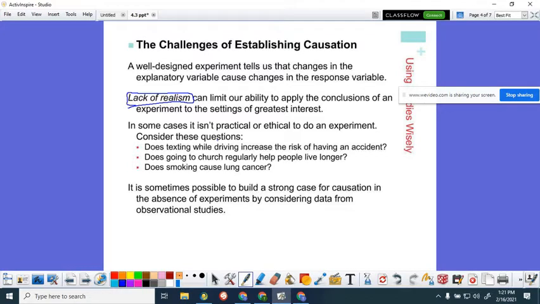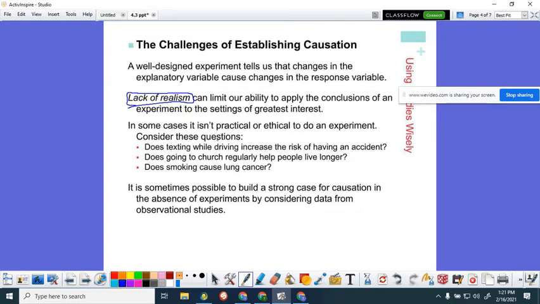They really know that they're not really going to drive a car, and when they hit somebody in a simulator, they really haven't hit somebody. So we have these problems with lack of realism. So sometimes it limits our ability for causations and conclusions when we have this lack of realism.